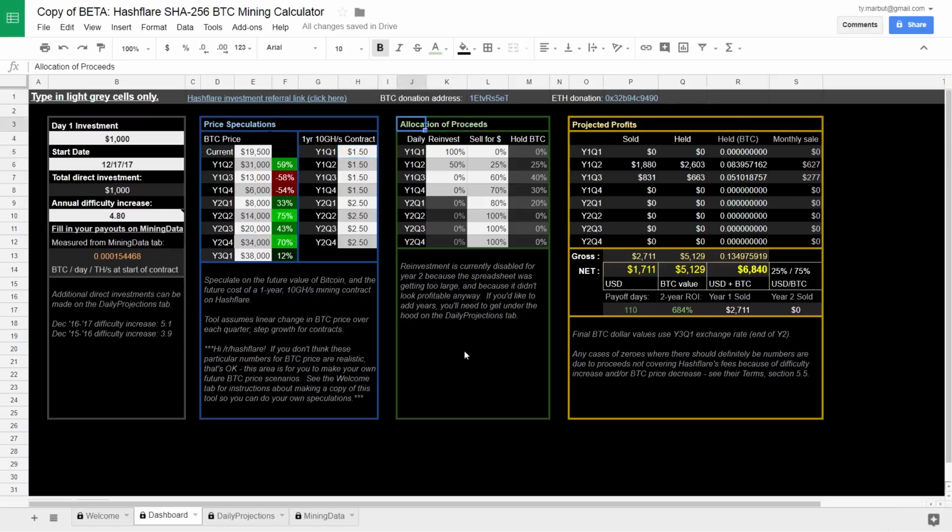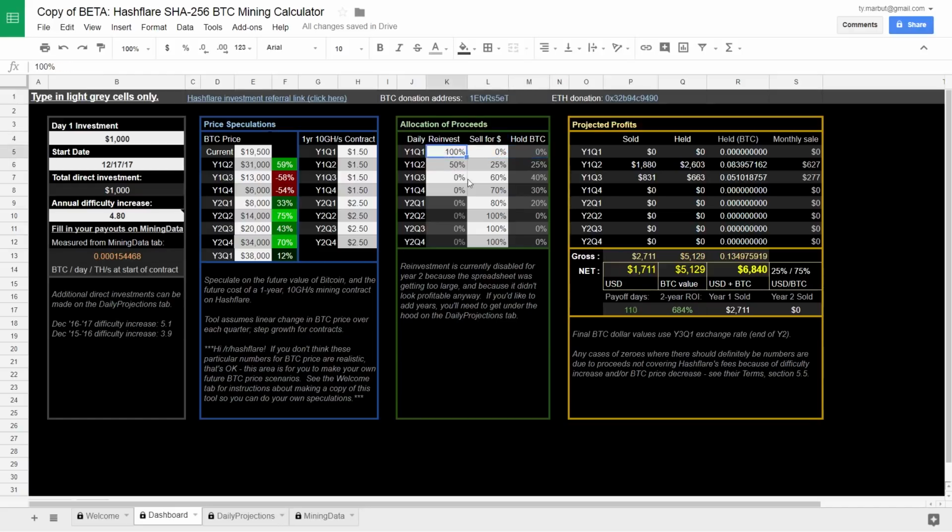Okay, then in the allocation of proceeds, this is like your investment strategy. This is where you say, okay, in the first quarter, I'm going to do this and this and this. So the three things you can do with your money, in my tool anyway, are you can reinvest it into Hashflare. This is actually calculated on a daily basis, but you could do it weekly or monthly or whatever. It's just good to get the daily compounding of doing it every day. But anyway, you're going to say, okay, I'm going to reinvest so much of my proceeds in the mining, or I'm gonna take those Bitcoins and sell them for dollars, I'm gonna hold on to some dollars, or I'm just gonna sit with holding the Bitcoin.